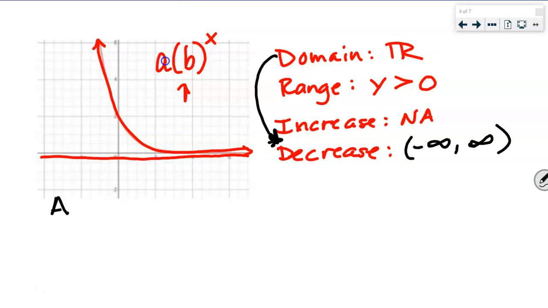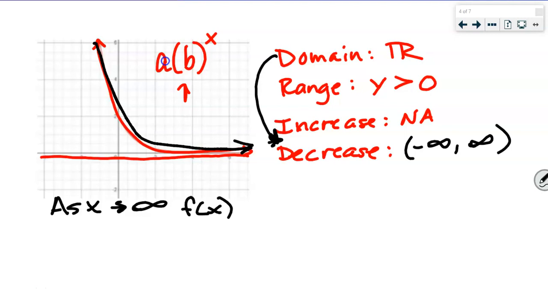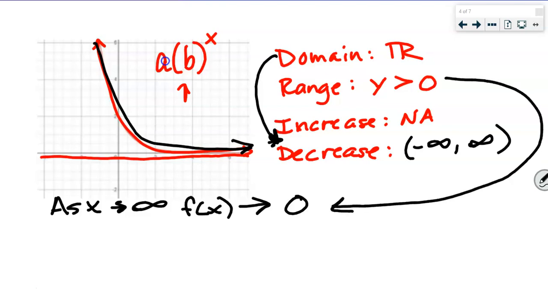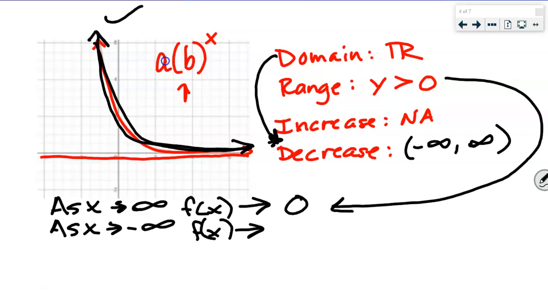So then we're going to talk about as x approaches infinity, what happens to our f of x, guys? As we go to the right on this graph, what's happening to the y? f of x approaches 0, doesn't it? So here again, remember this connection, okay? Then as x approaches negative infinity, now we're moving to the left. What's happening to f of x? So now we're going this way, right? Isn't it headed up towards infinity up here?